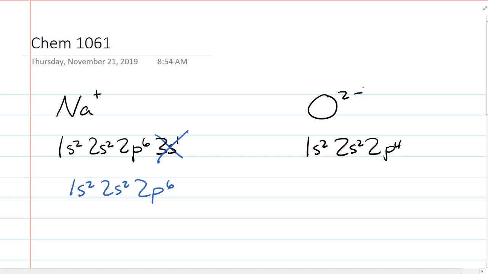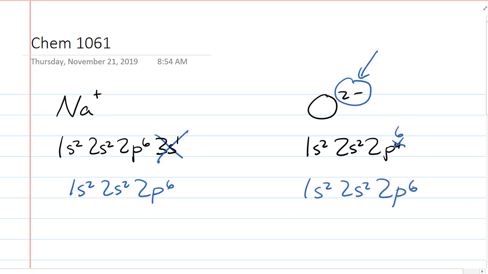Then if we look at the oxide ion, its charge here is 2 negative. With a charge of 2 negative, what does the 2 negative mean? It means it has gained. How many? 2. So where do they go? They go into the p. So instead of 4 electrons in the p, we'd have 6 electrons in the p, which means that its configuration is 1s2, 2s2, 2p6.